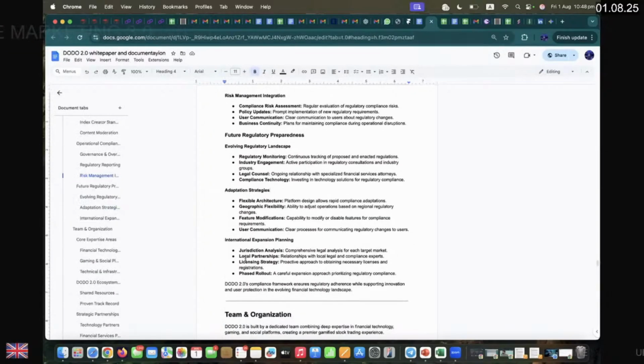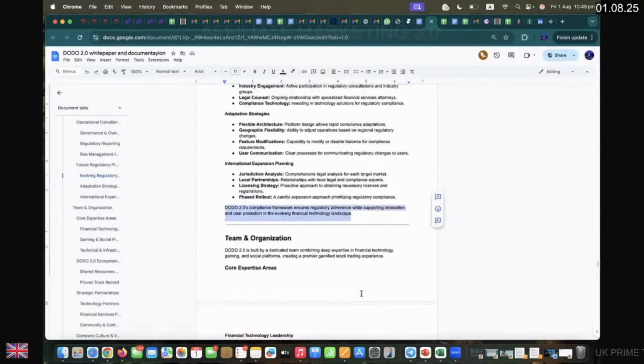International expansion planning, just like I explained, just like we are doing in Pi, just like we are doing in LiquidPay, DeoBank, we will do jurisdiction analysis, and on the basis of analysis, we will target each market and then we will expand. We will do local partnerships, we will do licensing strategy, and then phased rollout, just like we are doing with other compliant products we are running. DODO 2.0's compliance framework ensures regulatory adherence while supporting innovation and user protection in evolving financial technology landscape.